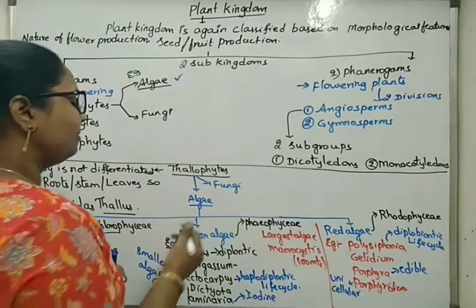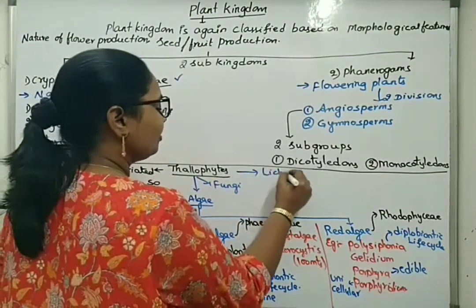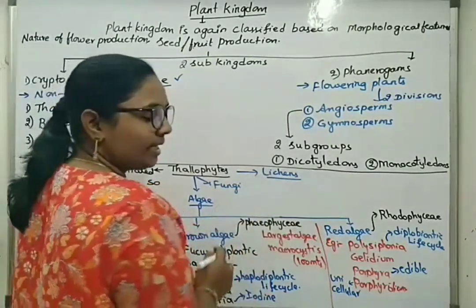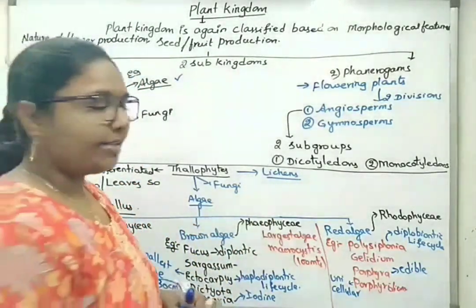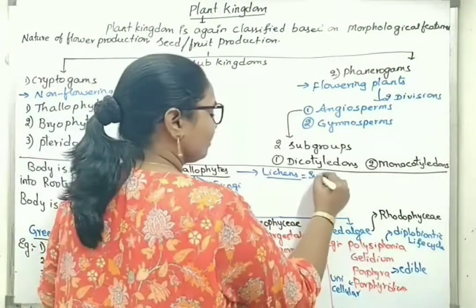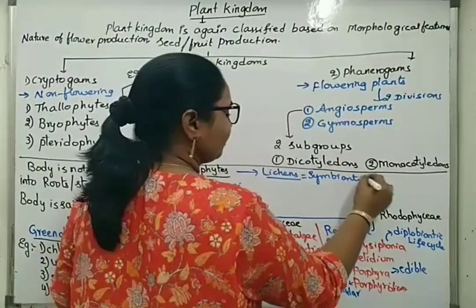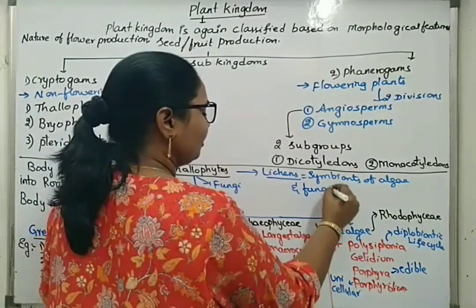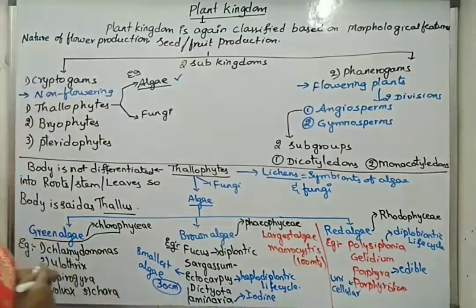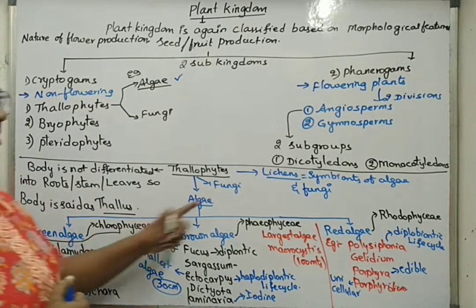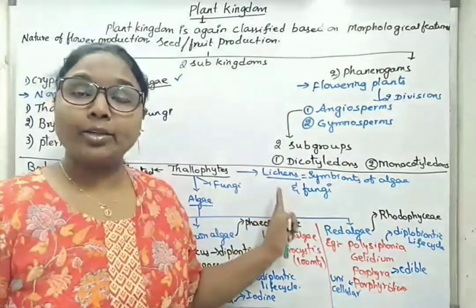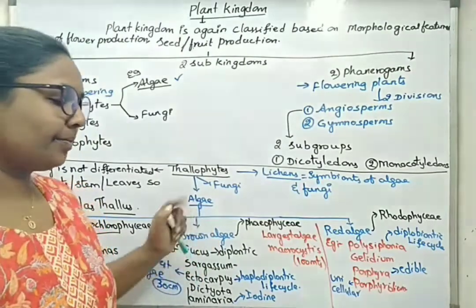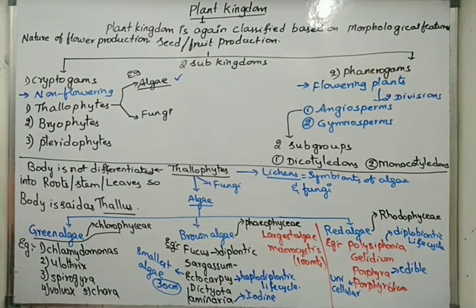Even lichens have a thallus type of plant body. So what are lichens? Lichens are considered symbionts of algae and fungi. We have seen important points regarding lichens in the biological classification chapter. But here we are reading only about types of algae: what the 3 types of algae are and the examples given, etc.